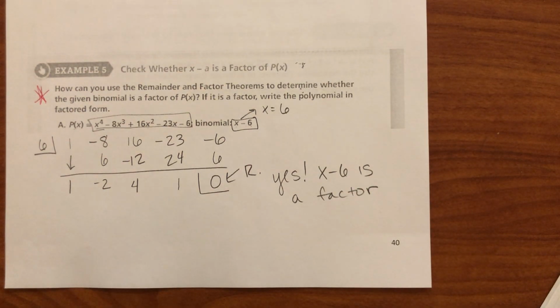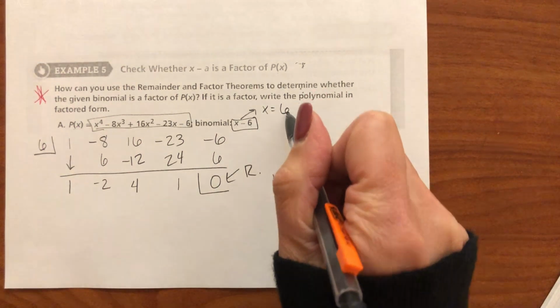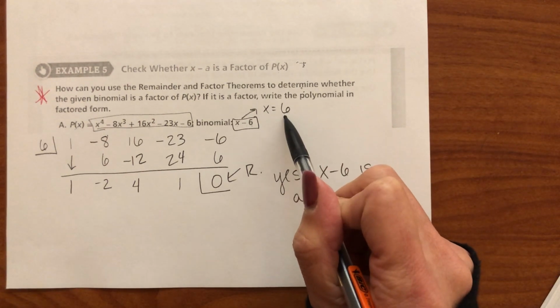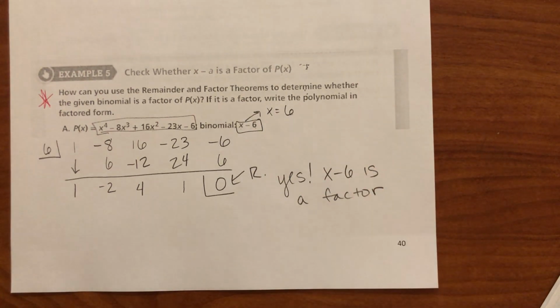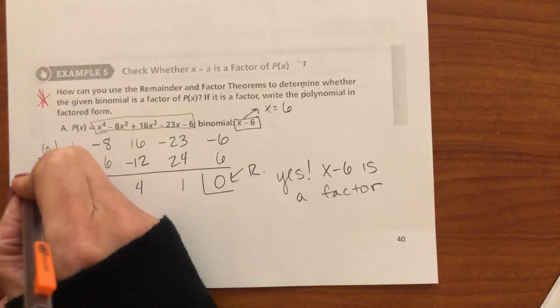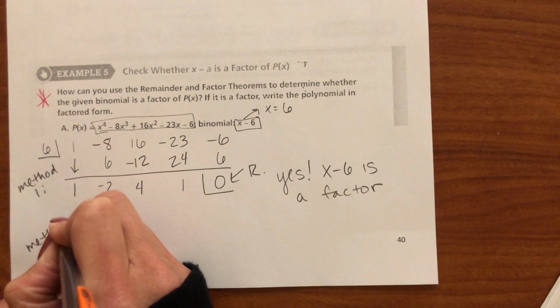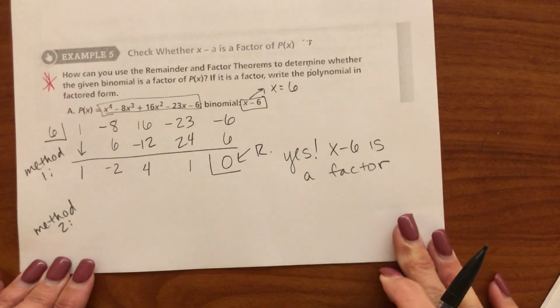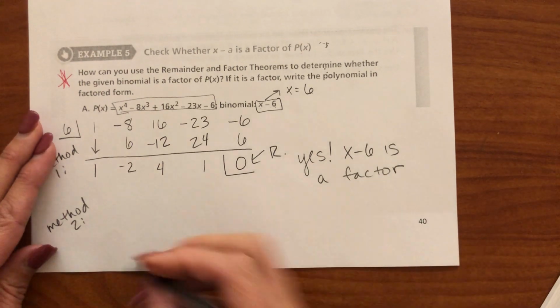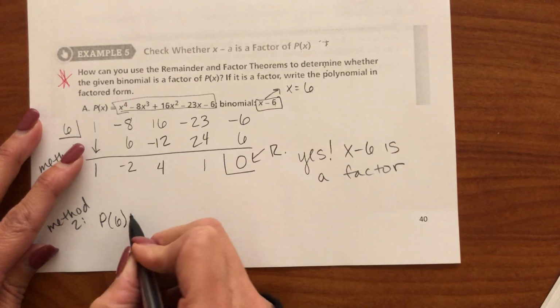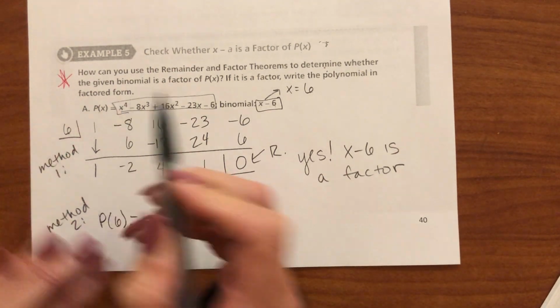So that's using synthetic division, but our remainder theorem says that we can also plug in 6 for x. And if we get 0 by plugging in 6 for x, that tells us that this is a factor. So let's try that method. So this was method 1. Let's look at method 2 here. I'm going to use that remainder theorem. So we're going to plug in p of 6. So plug in 6 for x here.